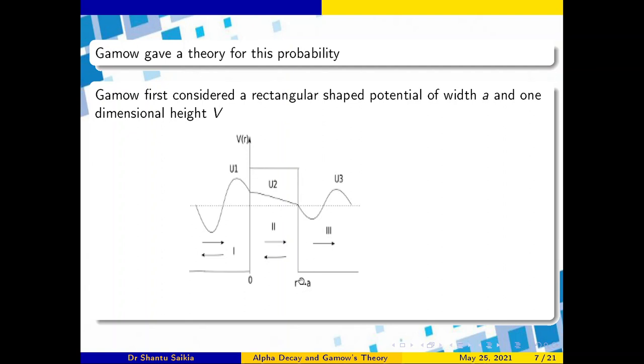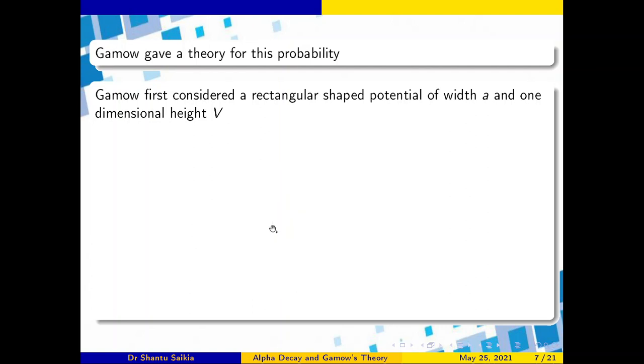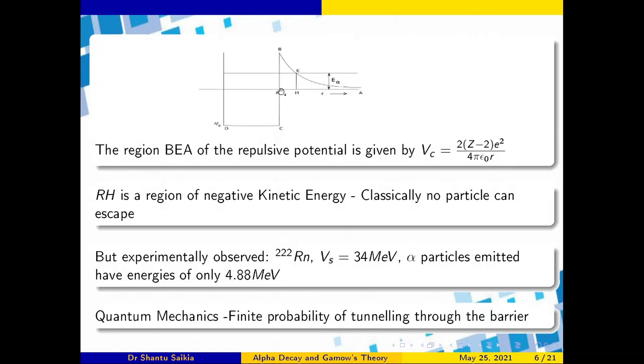So this is a problem which we do in quantum mechanics, the transmission probability. So Gamow first considered a rectangular shape potential of this form, three regions: region 1 inside the nucleus, region 2 inside the region of, suppose, RH.